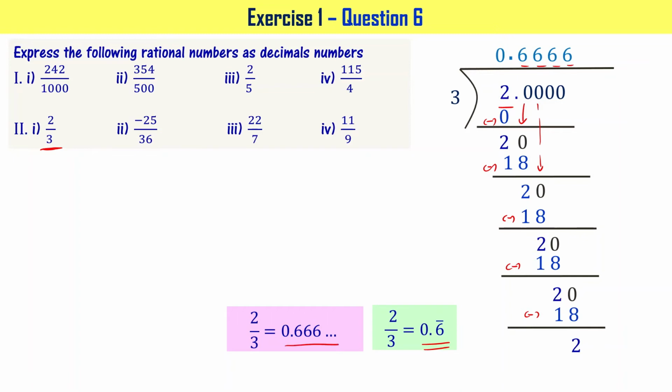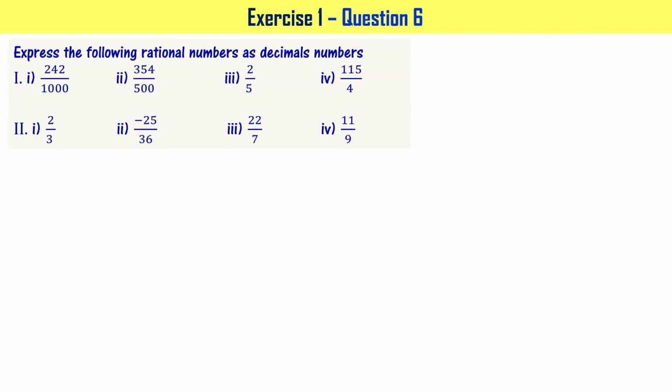Now let's look at the second part of the problem, that is minus 25 by 36. Let me consider just 25.4 zeros. I'm not considering the negative sign here, but finally while writing we can make use of that.